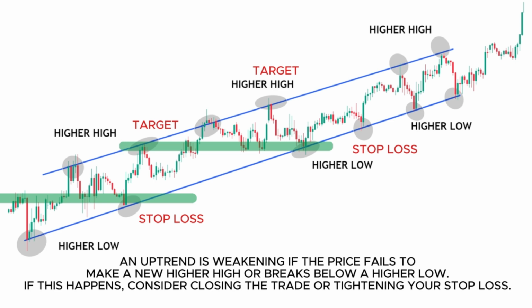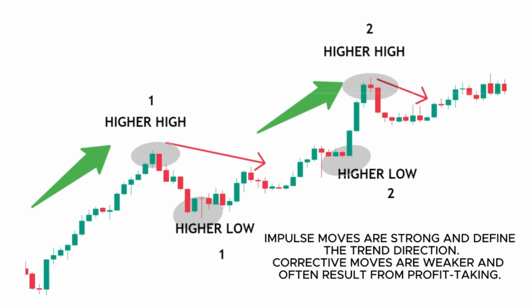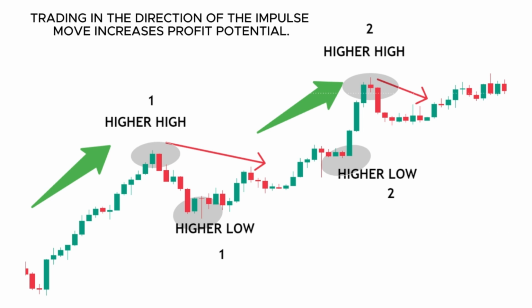Key insights for trading uptrends. Impulse moves are strong and define the trend direction. Corrective moves are weaker and often result from profit taking. Trading in the direction of the impulse move increases profit potential.